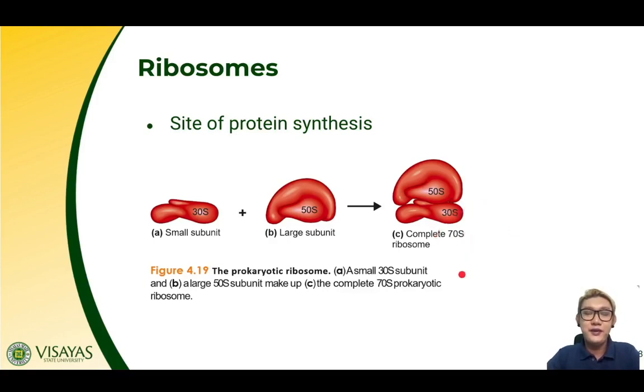Ribosomes are found in the nucleoid and are associated with the bacterial chromosome. They are the ones that help in protein expression, or protein synthesis, or translation. It is made up of a small subunit and a large subunit, 30 Svedberg and 50 Svedberg, and altogether they make up the 70 Svedberg ribosome.